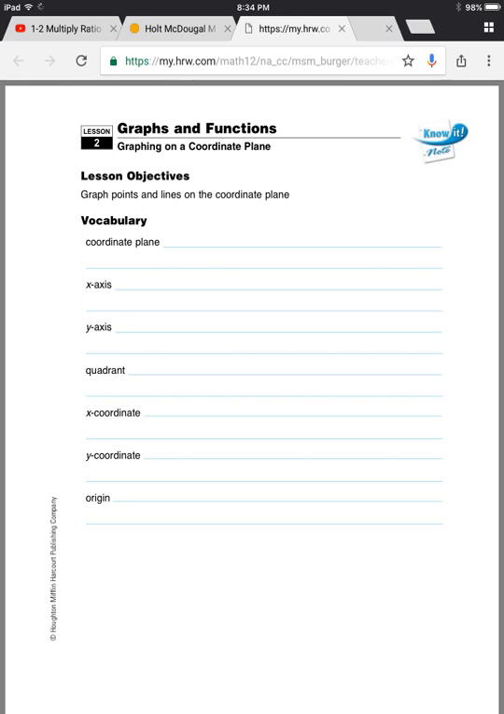We have a lot of vocabulary today. This should be review, so we're not going to spend too much time on it, but you do need to have definitions written down. A coordinate plane is a plane formed by the intersection of a horizontal number line called the x-axis and a vertical number line called the y-axis.